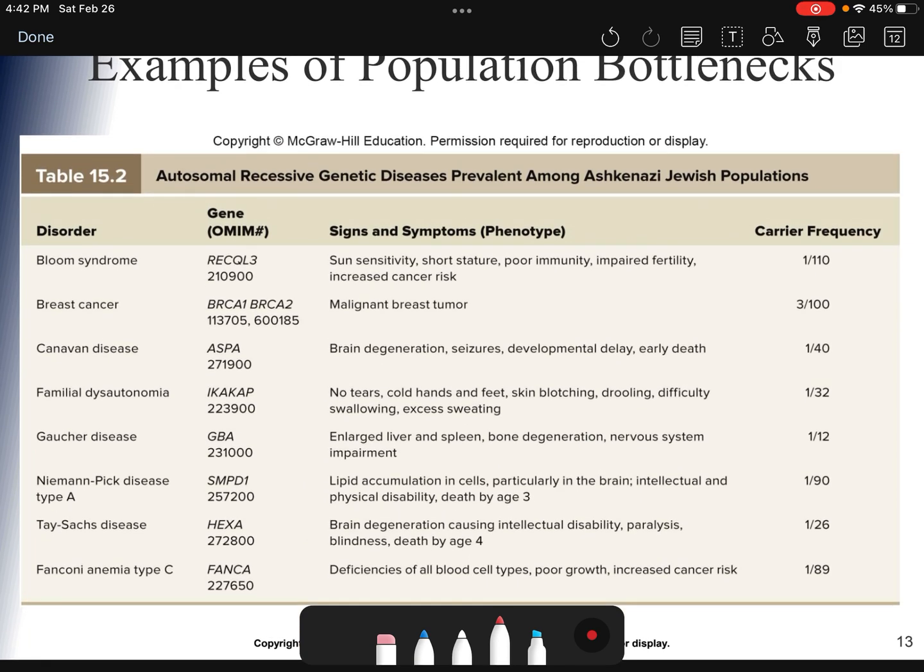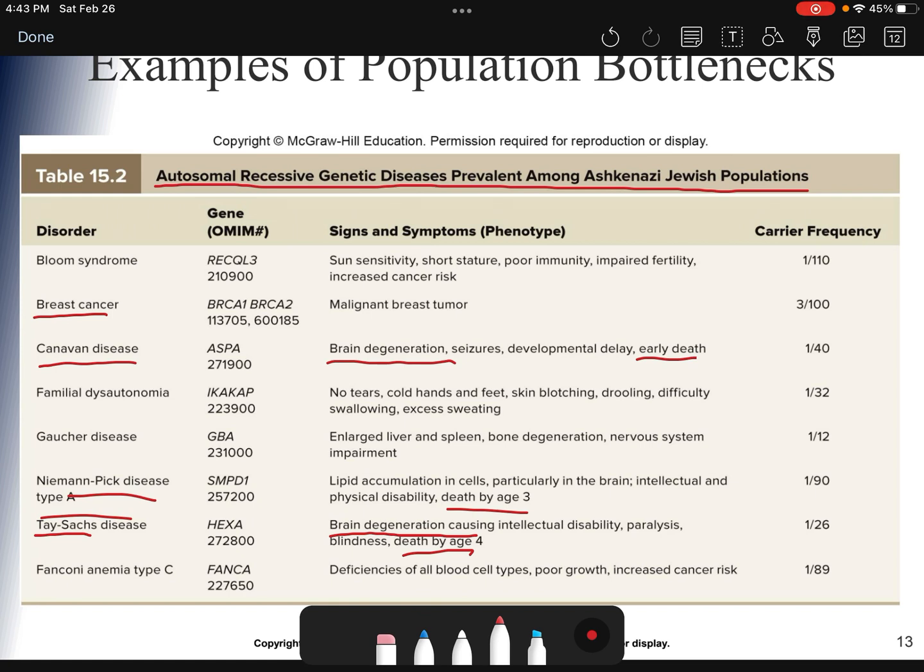So these are some of the autosomal recessive genetic diseases prevalent among the Ashkenazi Jews. I already talked about Tay-Sachs disease, BRCA, the breast cancer gene, but a lot of these other ones too. Canavan disease, which is another. These are brain degeneration. I mean, it causes early death. Death by age 4 for this one. I'm not sure in the Canavan, but I think that's really young as well. Niemann-Pick disease. Death by age 3. These are just terrible, terrible diseases.